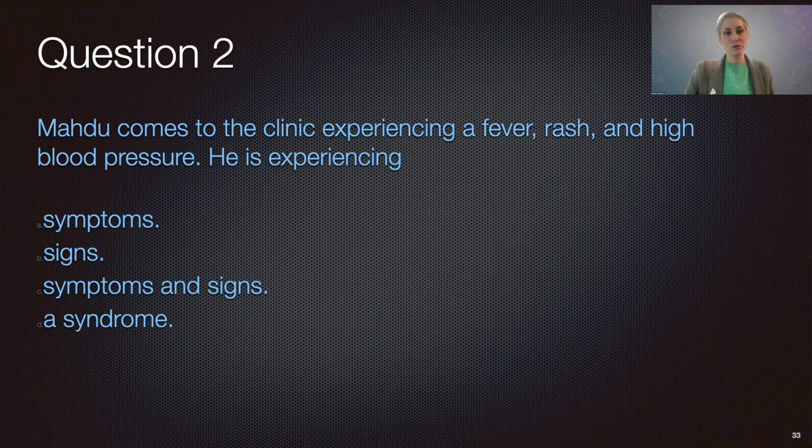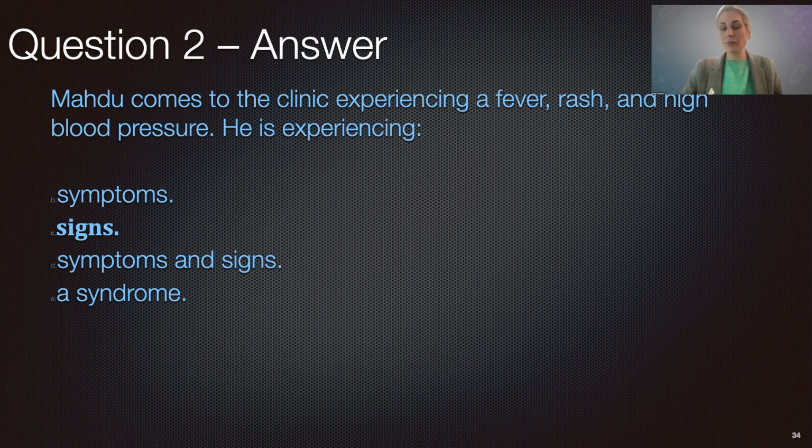Okay, question 2. Mahadu comes to a clinic experiencing fever, rash, and high blood pressure. He is experiencing, again, this would be your time to pause. We'll move on to the answer. These would be signs. So fever is something we can quantify. We can take somebody's temperature. A rash is something we can see. High blood pressure is also another thing we can quantify by taking their blood pressure. So that would be an example of signs.